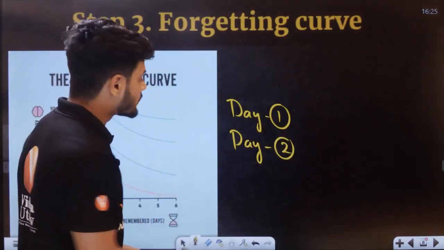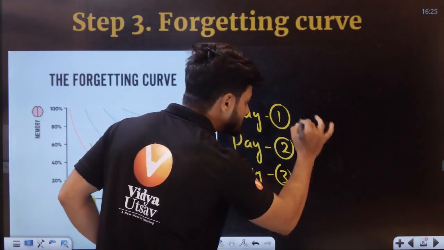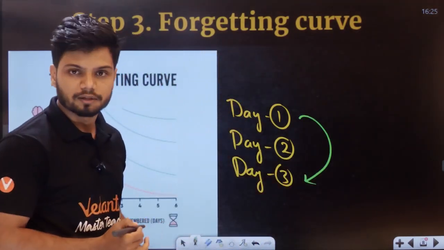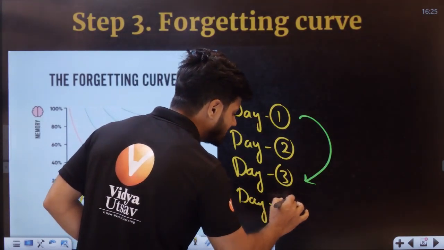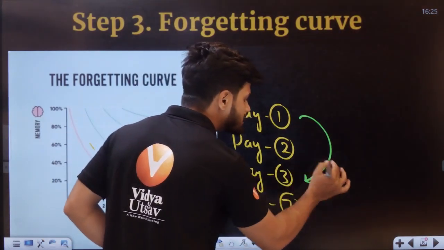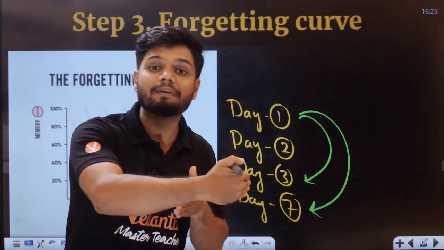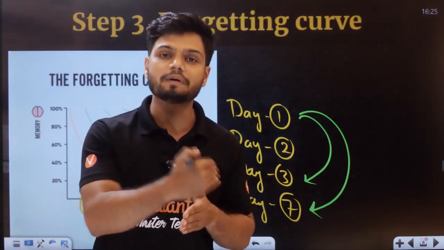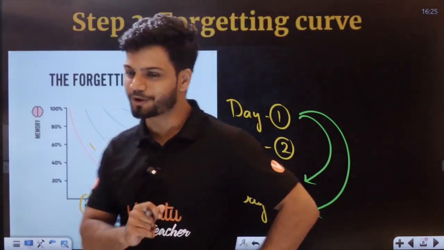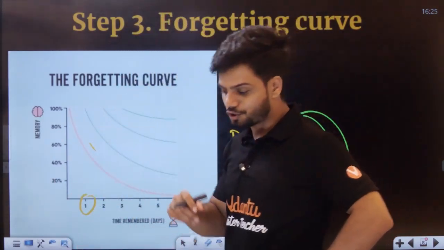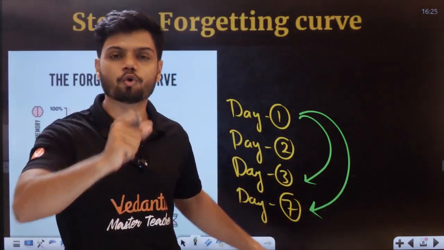Now, what about day 3, students? On day 3, again, you need to revise the concept one more time to make the memory stronger. Similarly, let's take day 7. On day 7, you need to revise the same concept again. That is called spaced repetition. So when you do spaced repetition, you can overcome the forgetting curve, students. That is the goal here.